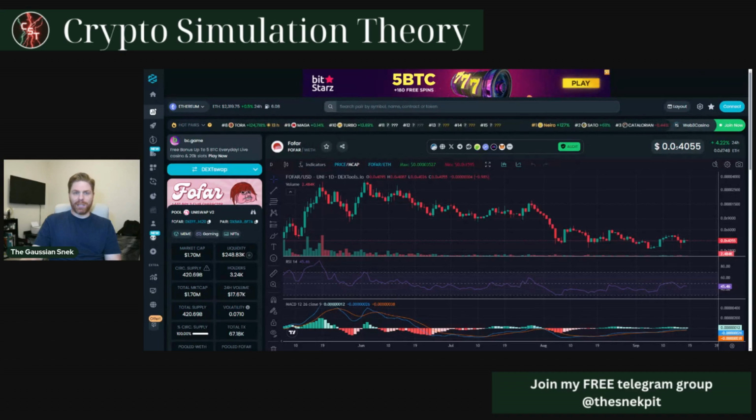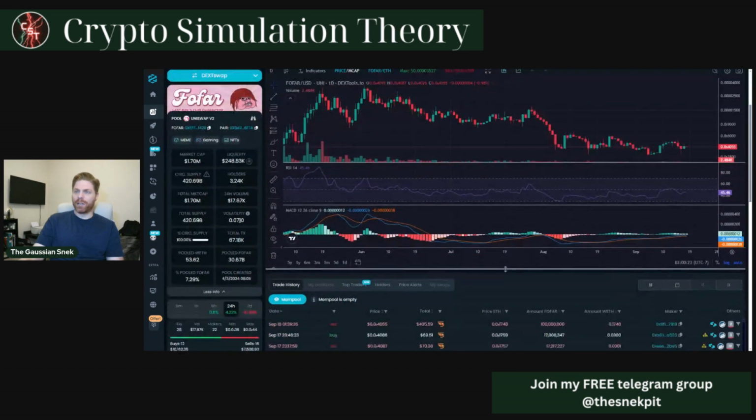So I'd like to start by taking a look at DexTools, which can give us a nice overview of what's been going on with FOFAR. And then I'm going to switch over to TradingView to do a more detailed analysis. Just one look at the chart and you can see that things have been flattening out, suggesting some kind of bottoming process has been going on. Let's quickly take a look at our current stats.